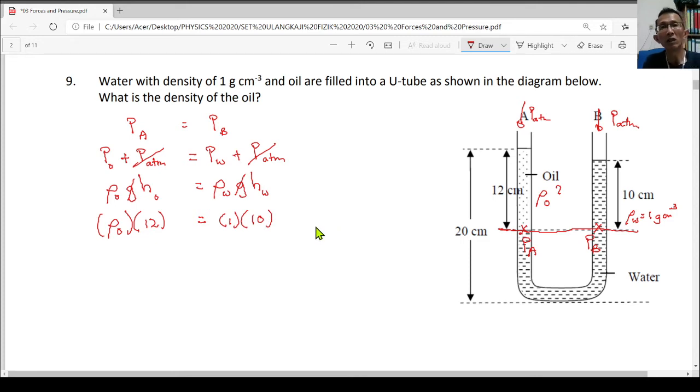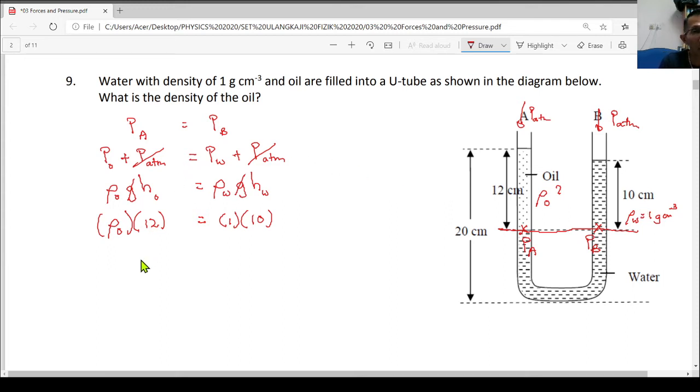If you notice here, I didn't do any conversion from gram to kilogram or centimeter to meter, alright? There's no need to do that because I can see that all my units are consistent. Here I have grams, centimeter, centimeter, centimeter, centimeter. So they are consistent, so it's okay.